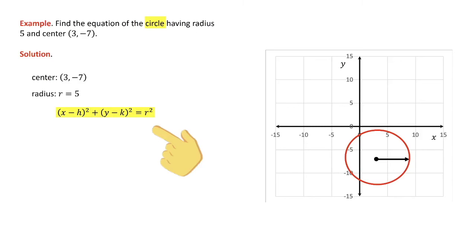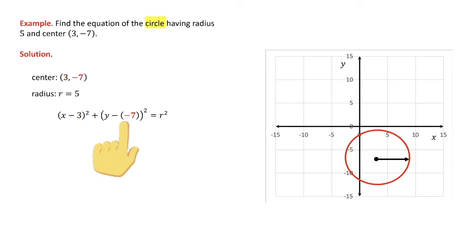Now, (x minus h) squared plus (y minus k) squared equals radius squared. h and k is the center. Right, h is your x coordinate. I don't know why different books use different notation. It's fine. Some people call it x0. h is fine, whatever it is. h is 3, and the k is the -7. And you just plug the 3 in for h and the -7 in for k, and just plug the radius in.